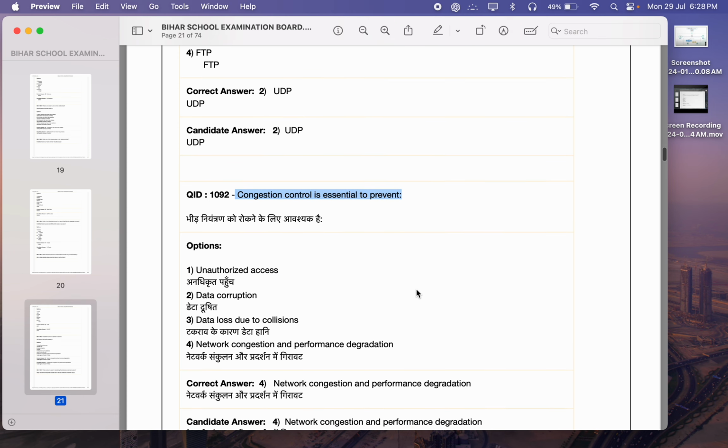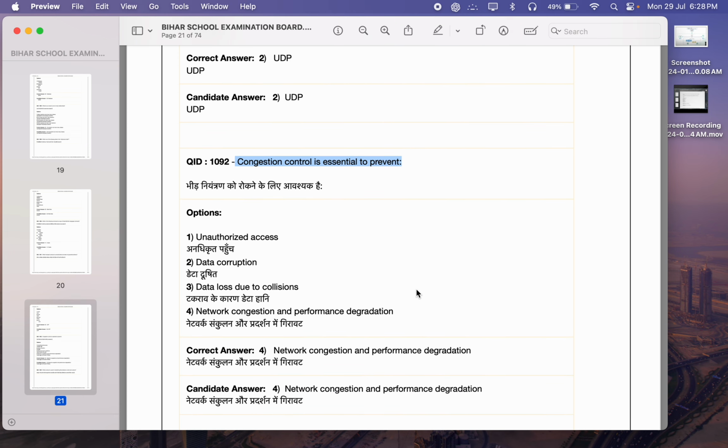Congestion control is essential to prevent... Okay, so as congestion is written here, this fourth option makes more sense because we want to prevent something, and that is network congestion and performance degradation.